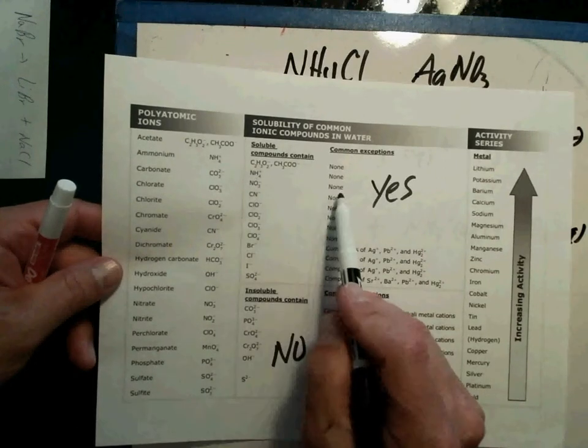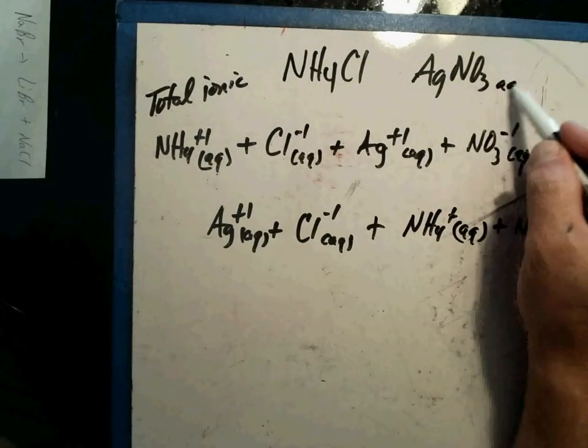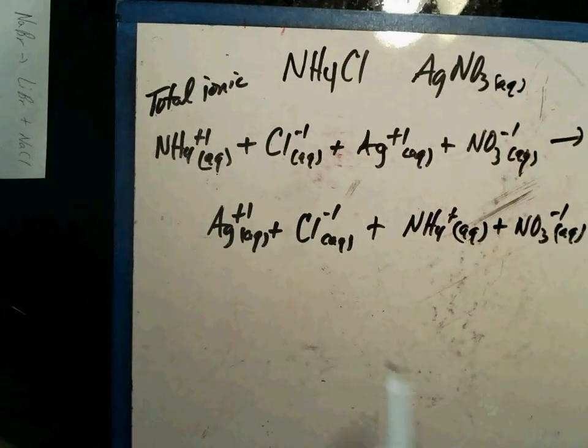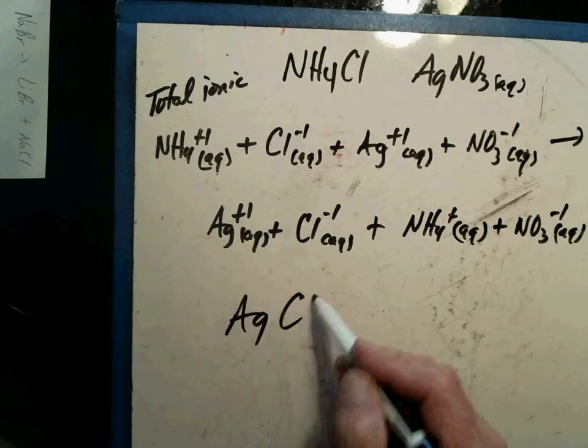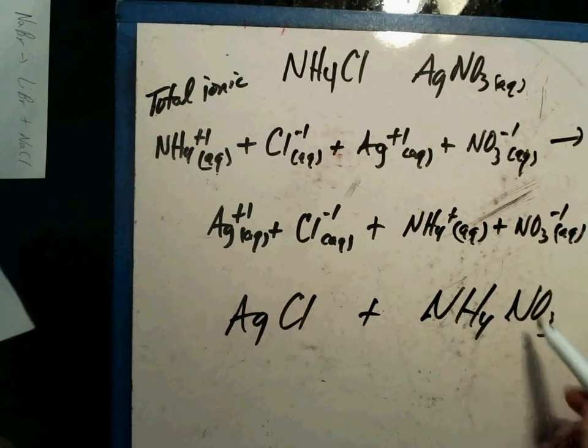So let's look at nitrate. There it is. All nitrates dissolve in water. Are there any exceptions? So silver nitrate is aqueous. So I broke it into its parts. Great. So I got this and this. Look what I made on the other side. I made AgCl, that was in the original formula, and NH4NO3.